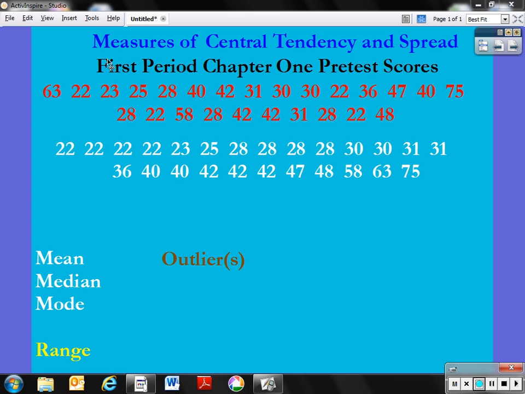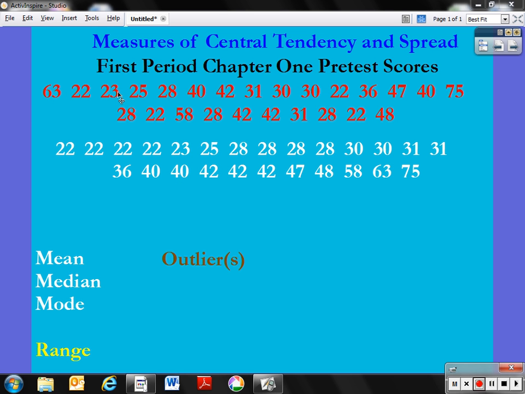Now what I've done is I've taken my first period chapter 1 pretest scores. So these are the students from my first period. These are the scores not listed in any certain order. I reorganized them from least to greatest to save some time. I also want to double check to make sure I have all the values.